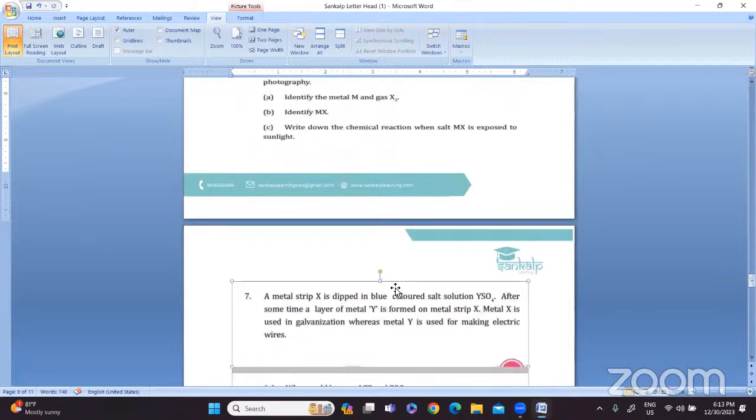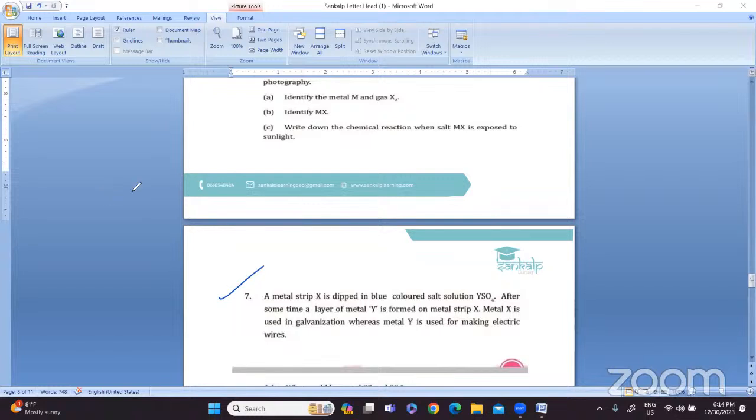I'm discussing the seventh question. A metal strip X is dipped in blue colored salt solution YSO4. After some time, a layer of metal Y is formed on metal strip X.